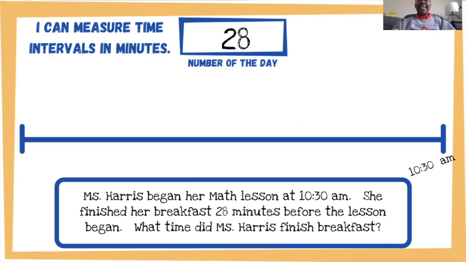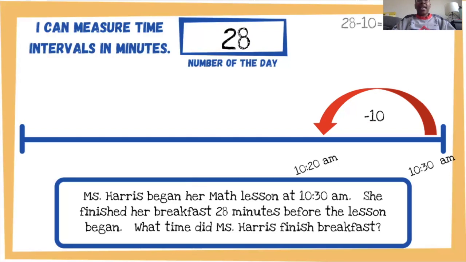I like that idea. We could take away 10 minutes. So I'm going to take away 10 minutes from 10:30. If I take away 10 minutes from 10:30, what time is it? That's right. The time would be 10:20. So if I started with 28 minutes and I've taken away 10, I still have 18 minutes that I need to take away from my time.